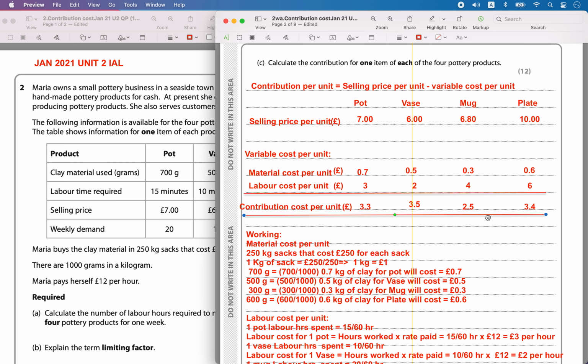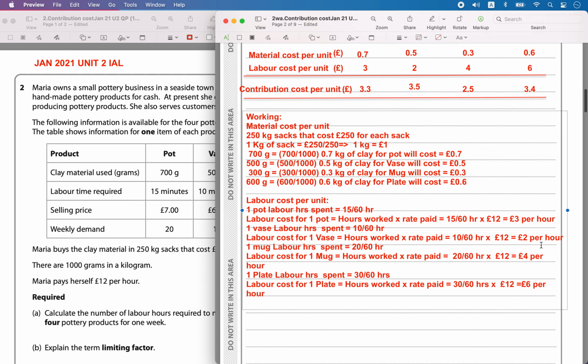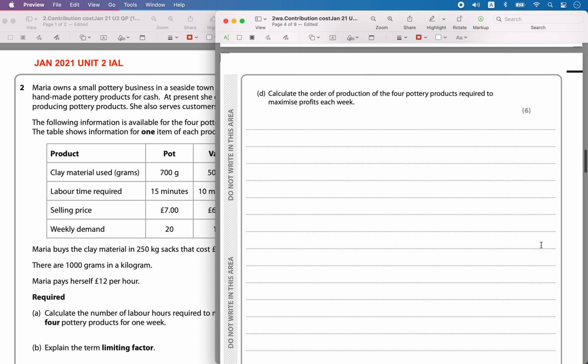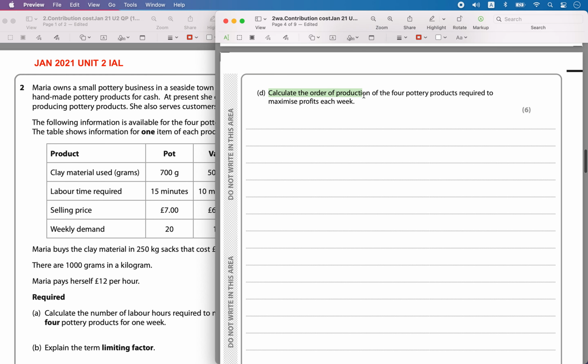So now this is the contribution cost per unit: 3.3 for the pot, 3.5 for the vase, 2.5 for the mug, and 3.40 for the plate. Now the next one is to calculate the order of production of the 4 pottery products required to maximize the profit for each week. What is the order of production?